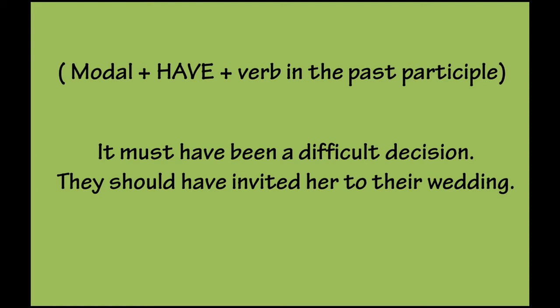In sentence number 1, we use must as our modal, followed by have plus the verb in the past participle, which is been. In the second sentence, we use should as our modal, again followed by have, and this time we use the past participle of the verb invite, which is invited. For modals in the past, we have the following sets of modals.